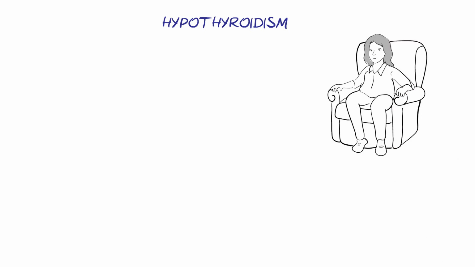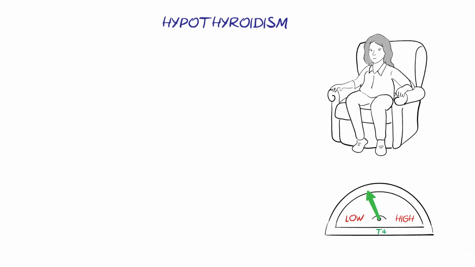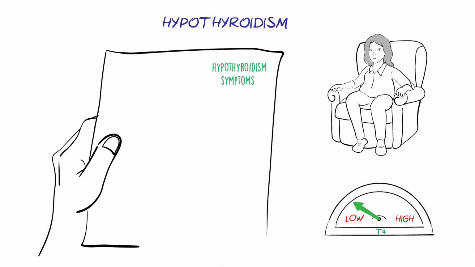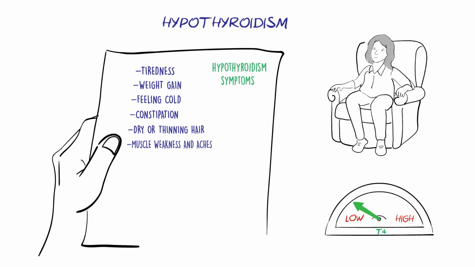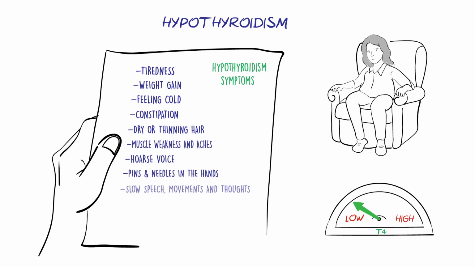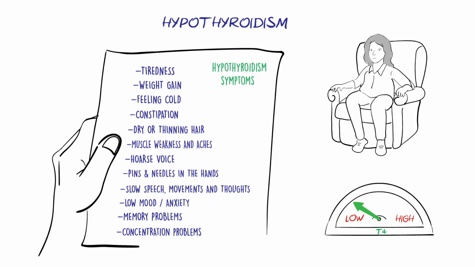In hypothyroidism, the body's metabolism slows down. This can lead to symptoms such as tiredness, weight gain, feeling cold, constipation, dry or thinning hair, muscle weakness and aches, a hoarse voice, pins and needles in the hands, slow speech, movements and thoughts, low mood and anxiety, memory problems, and concentration problems. In babies and children, hypothyroidism can also affect normal growth and development if not treated properly.